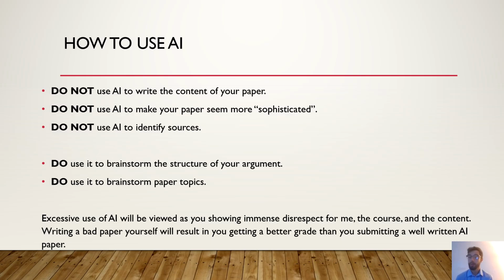So those are great ways to use AI, but ways to not use AI: don't use AI to identify sources. Don't use it to blindly identify sources. You can use it to get a large list and then you can independently check them. But AI has a tendency to use Reddit and opinion pieces as sources, which are not adequate in political science literature. Do not use AI to make your paper seem more sophisticated.